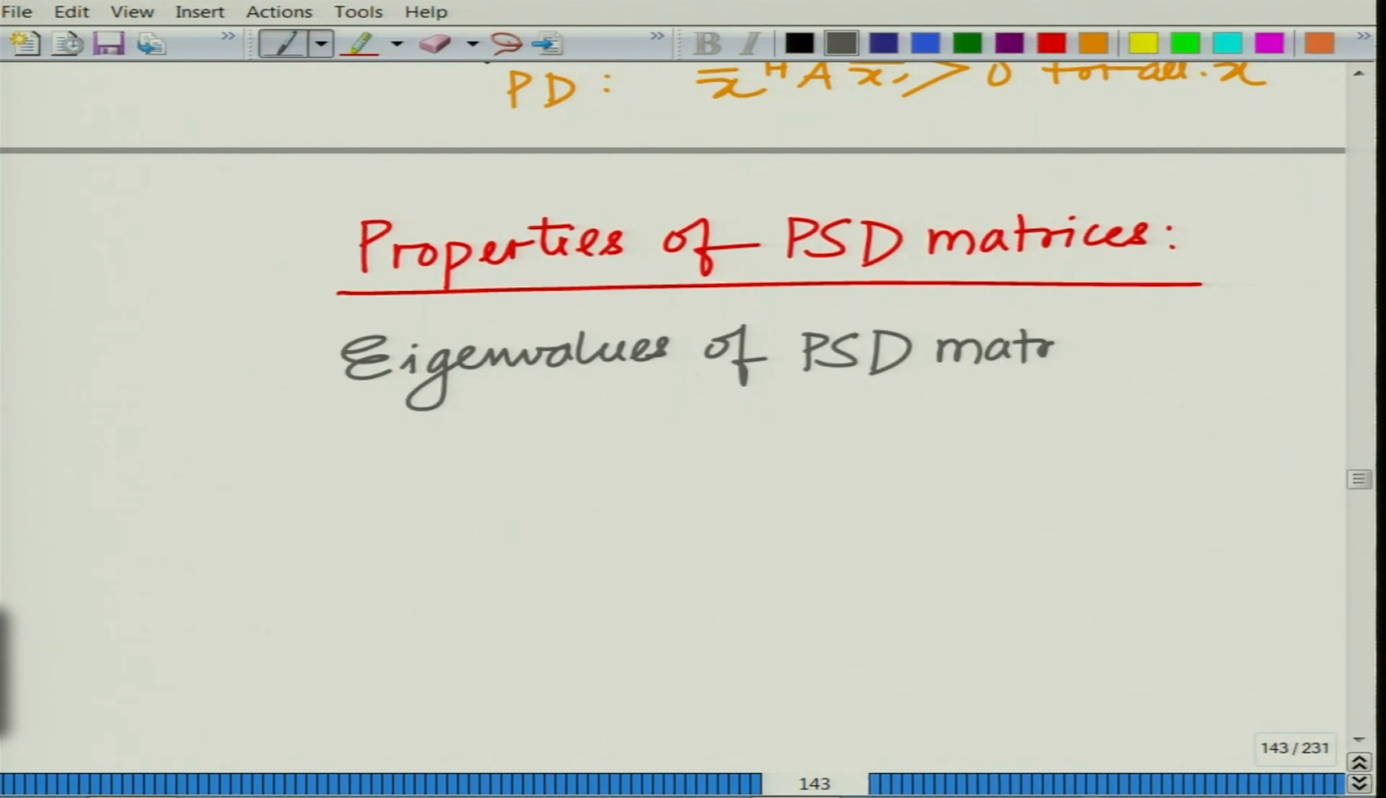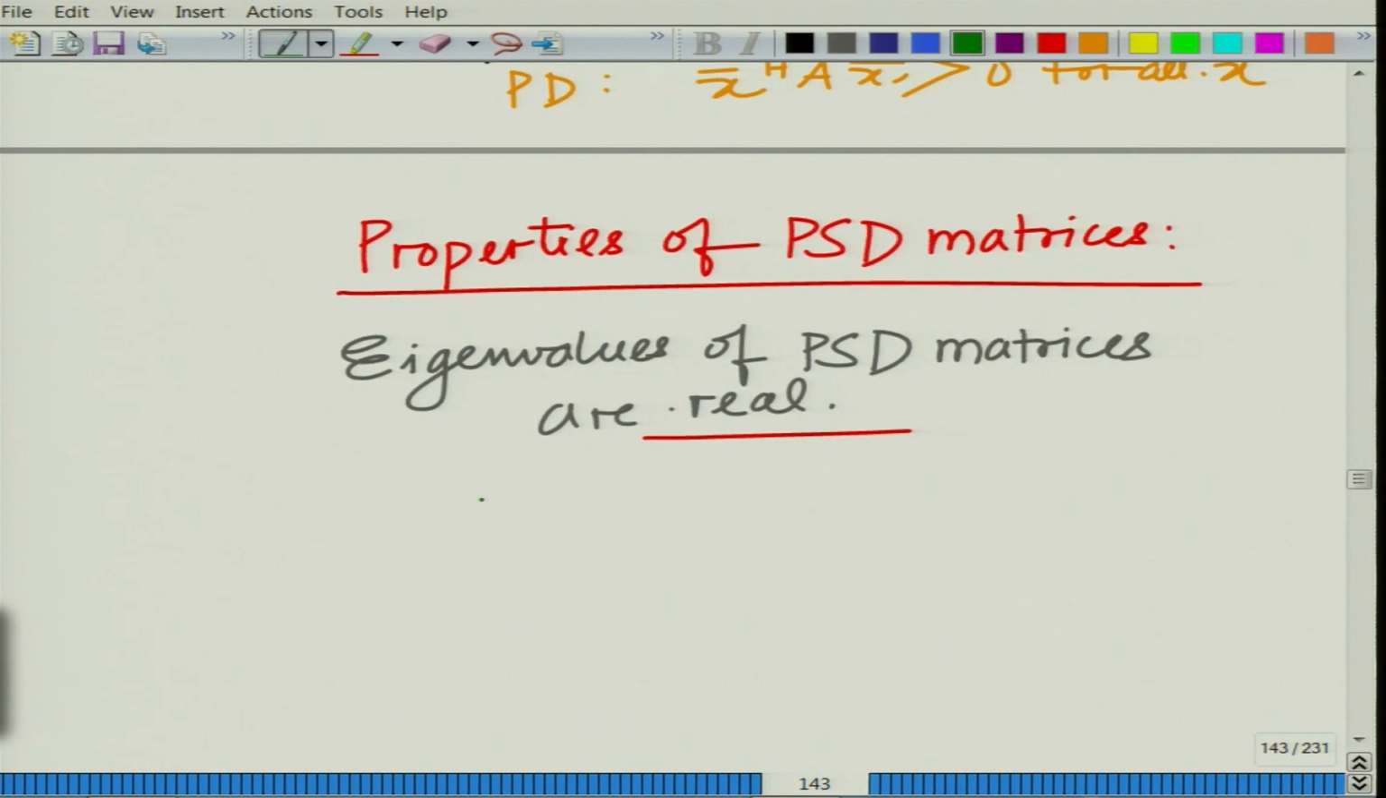is that eigenvalues of PSD matrices are real. The eigenvalues of PSD matrices are real numbers. This is a very important property of positive semi definite matrices, and we will prove this for the general case of complex matrices. We will consider general complex positive semi definite matrices and show these properties, and this is a fairly important property.